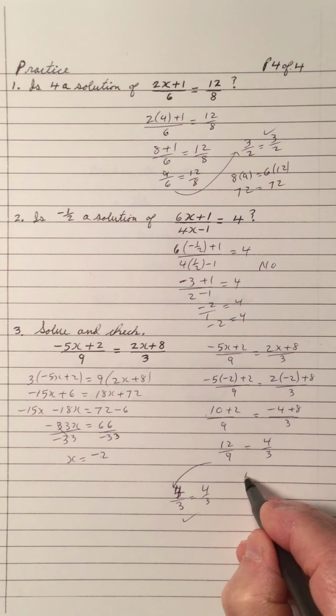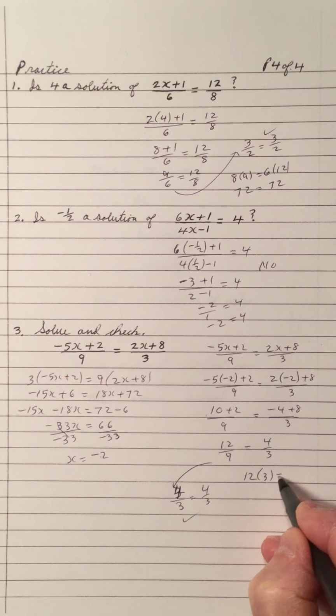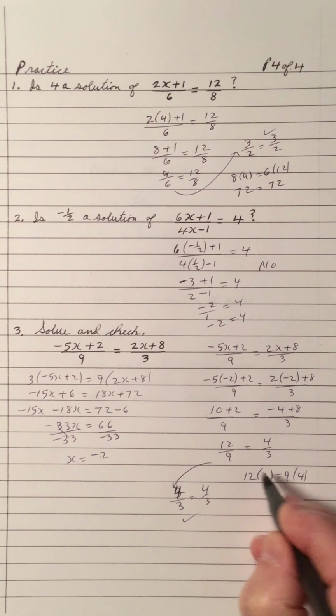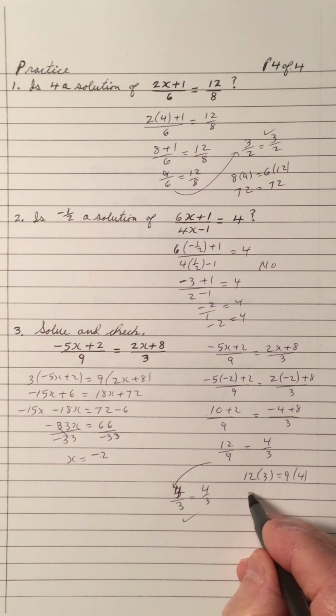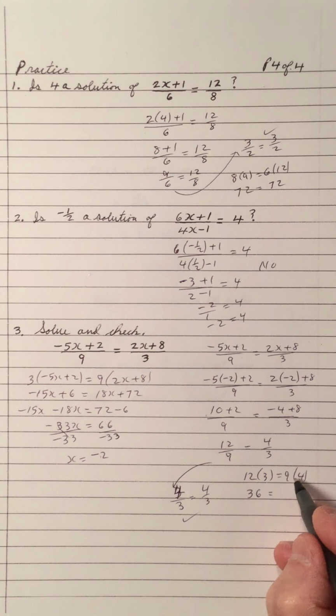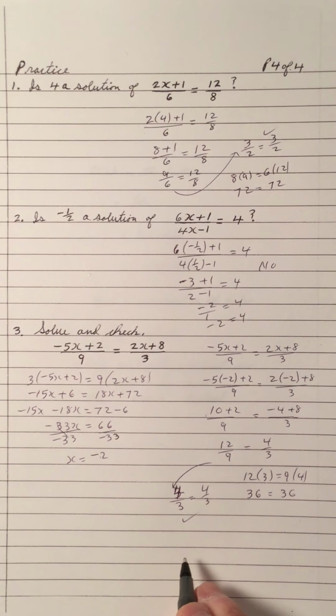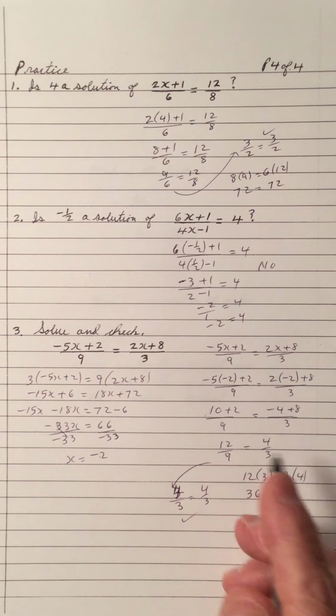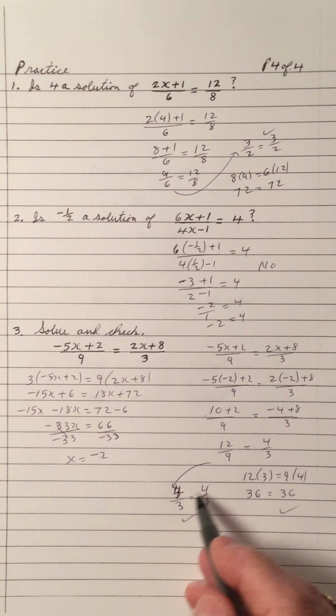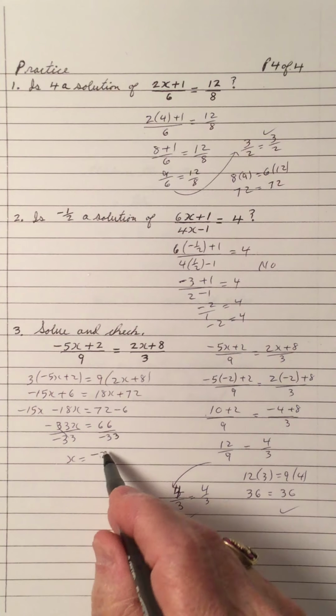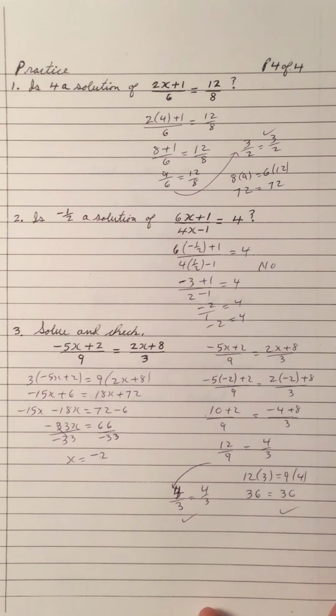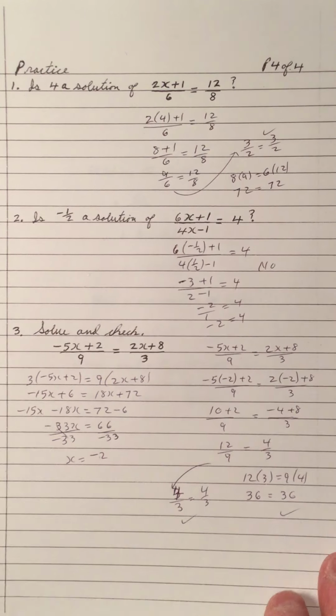Or you can go 12 times 3 equals 9 times 4 by cross multiplying. So you have 36 equals 36. And that's true. So either way, reduce this to 4 over 3 and say they're equal, or cross multiply. But negative 2 is your root, and you know you're right. That brings us to the end of solving an equation when two fractions are equal.